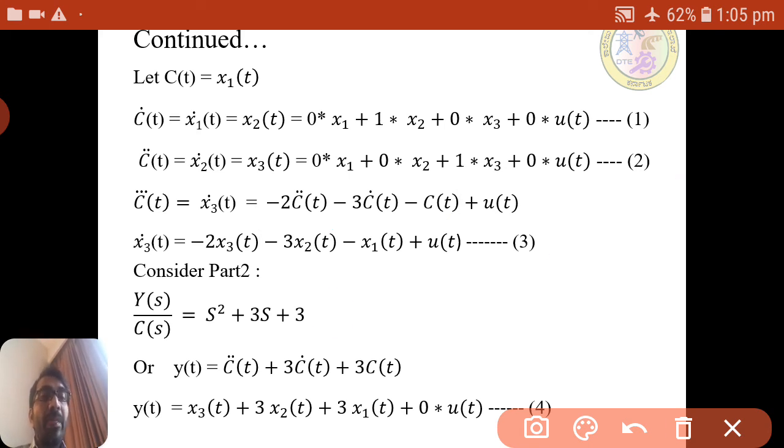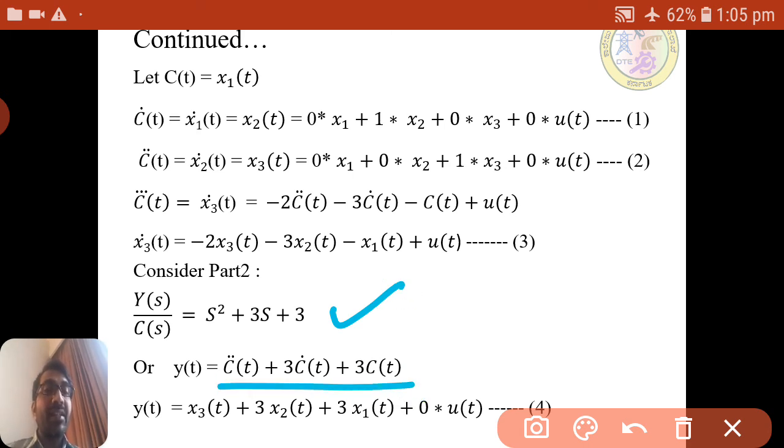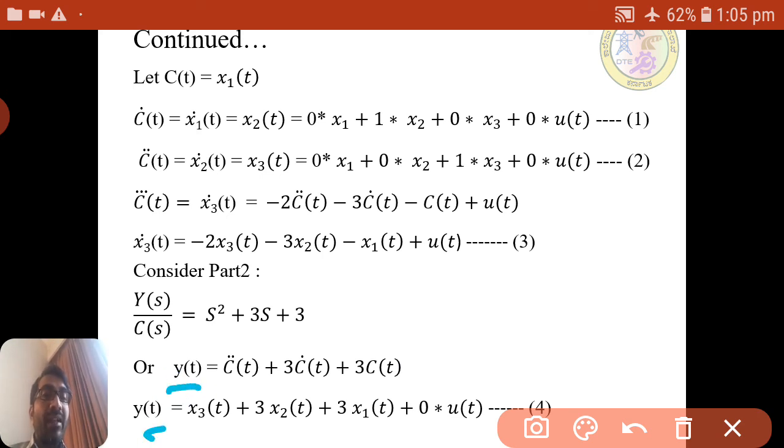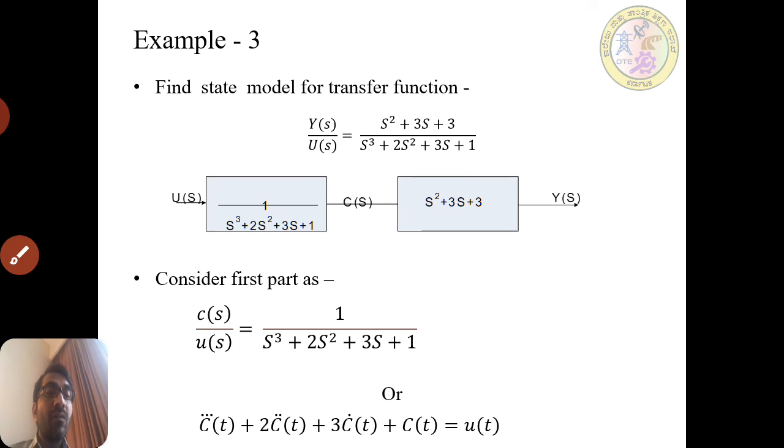Now if you consider the second part, s square plus 3s plus 3, it is written in phase variables as c double dot of t with coefficient 1, plus 3 times the first derivative and 3 times the constant. So y of t is equal to x3 plus 3 into x2 of t, and 3 into x1 of t plus 0 into u of t, which will be equation number 4.